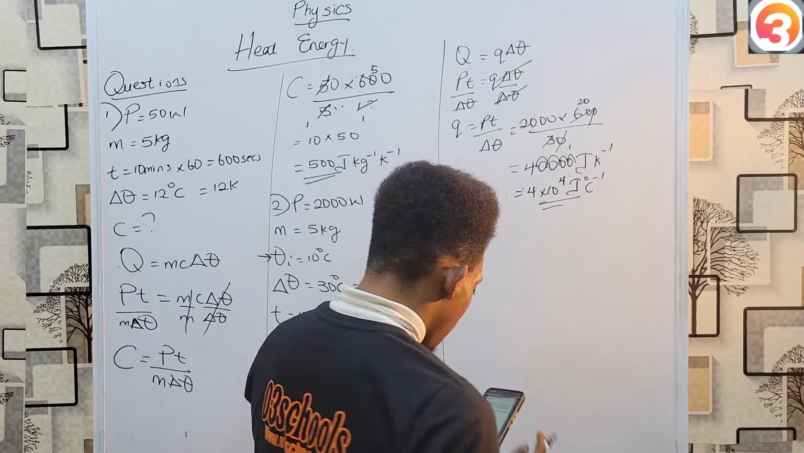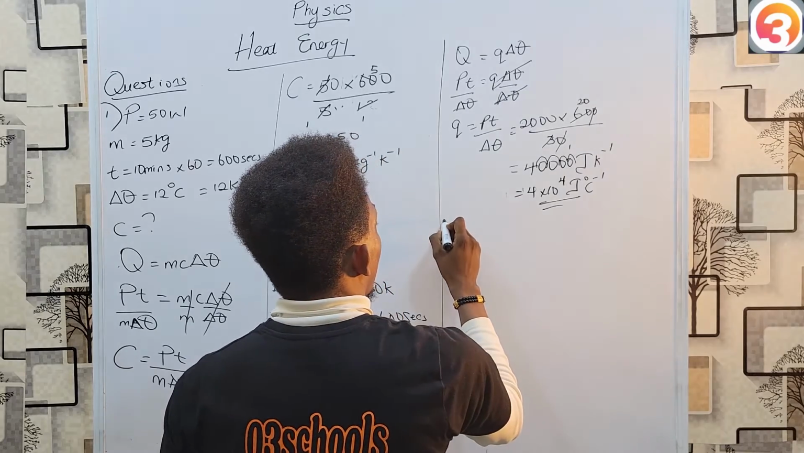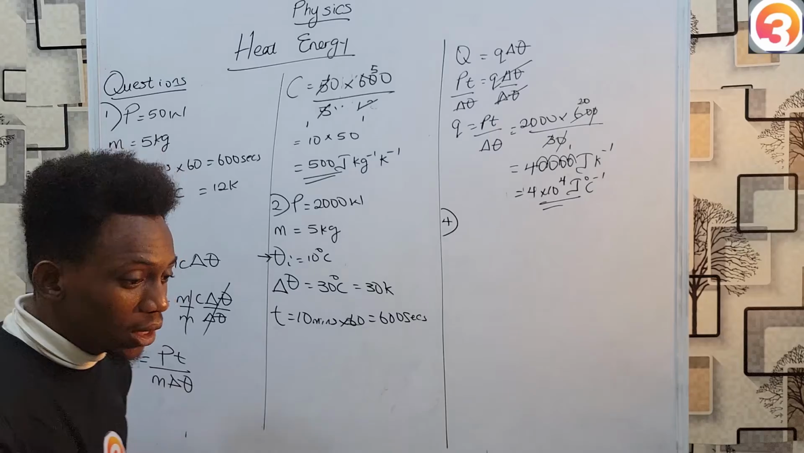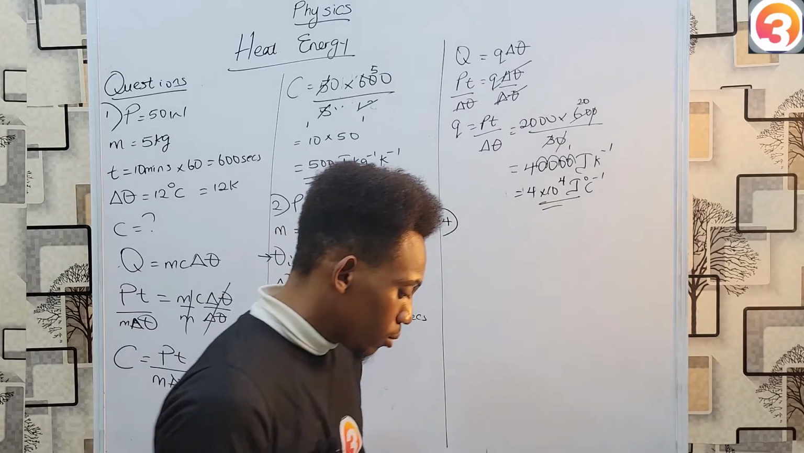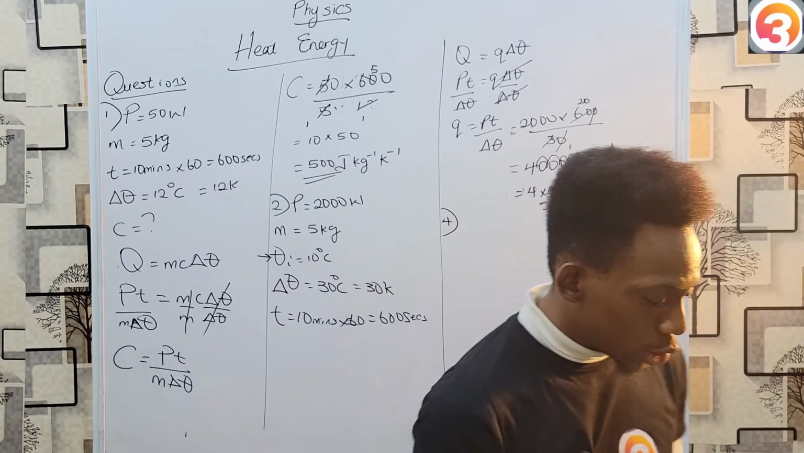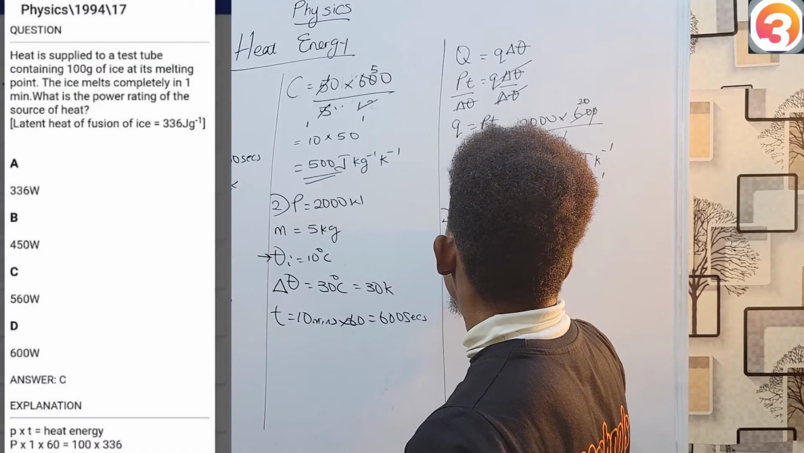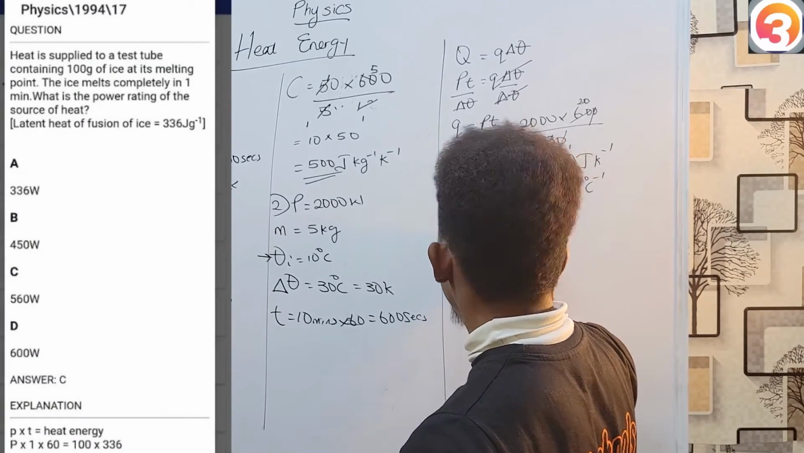Now, the next question we'll have is yet another theoretical one. Or rather, sorry, this one is solving analytical calculations. Heat is supplied to a test tube containing 100 grams of ice. So the mass is 100 grams.